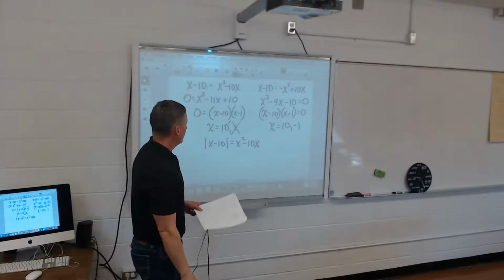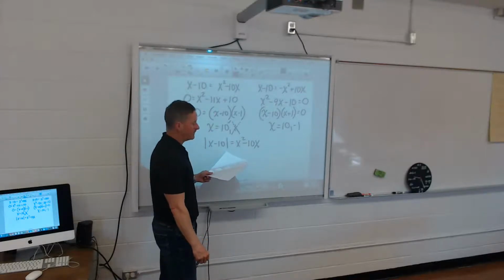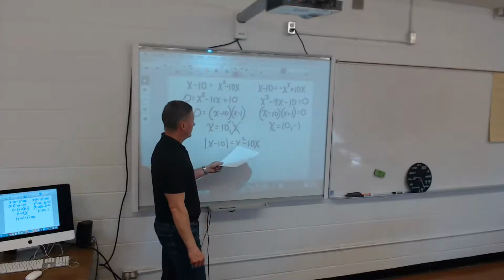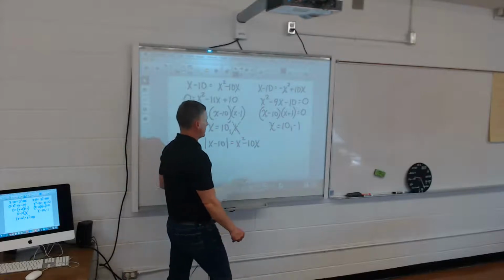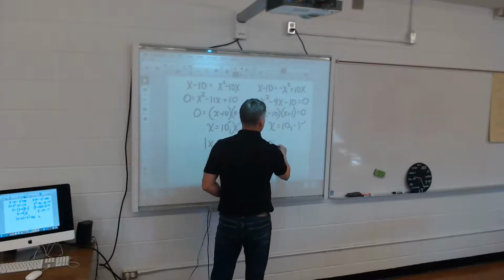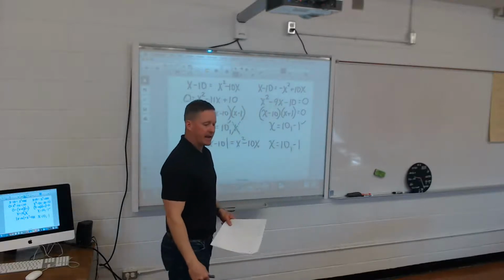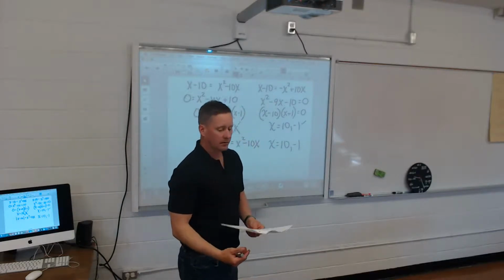All right? If I put a negative 1 in here, negative 1 subtract 10 is negative 11. Absolute value of negative 11 is 11. Negative 1 squared is 1. 1 subtract 10 times negative 1, that is also negative 11. It works as well. So my solution for this is 10 and negative 1, and my extraneous root is actually positive 1.